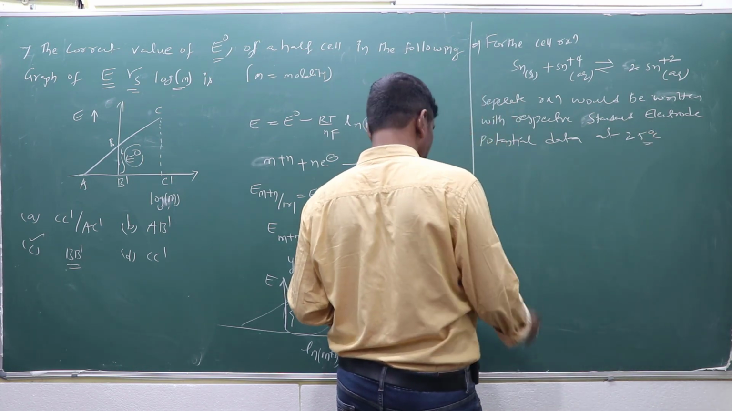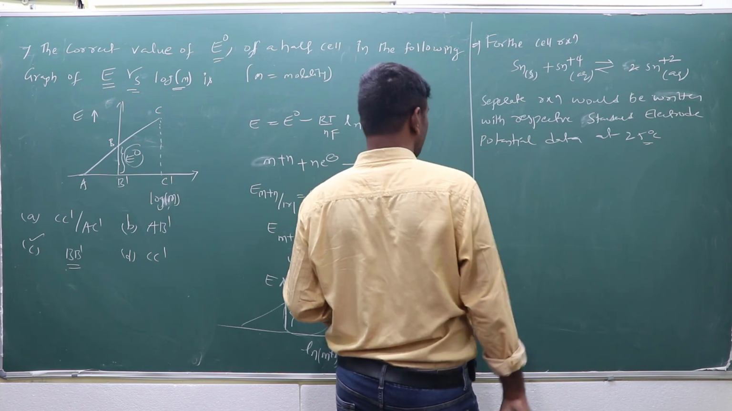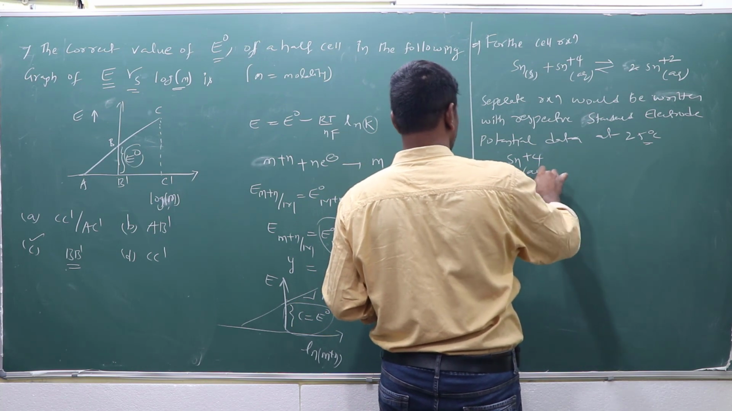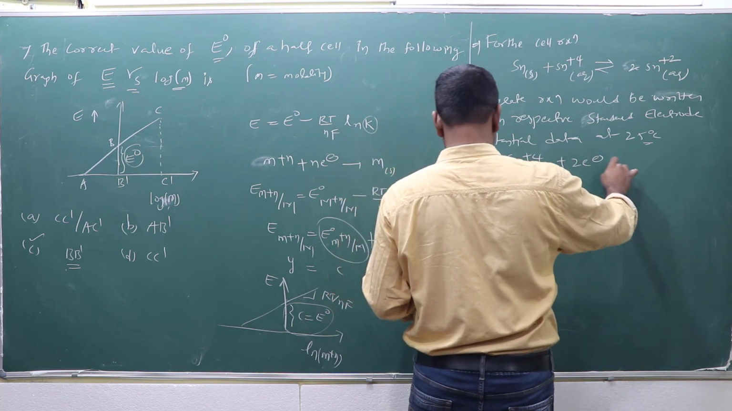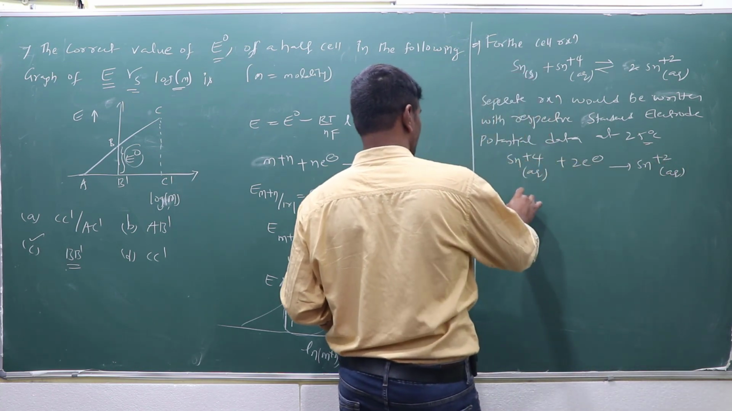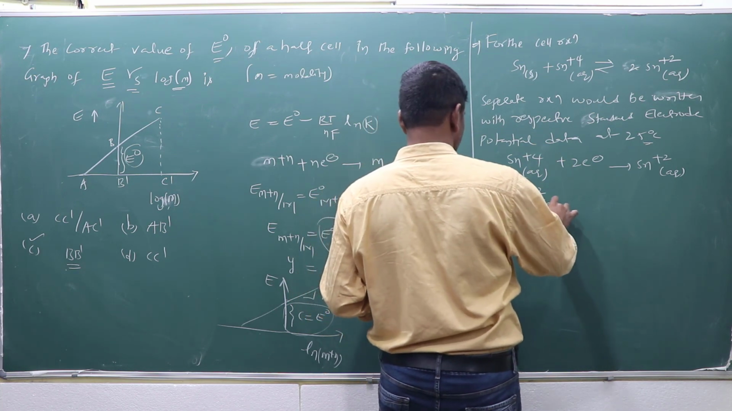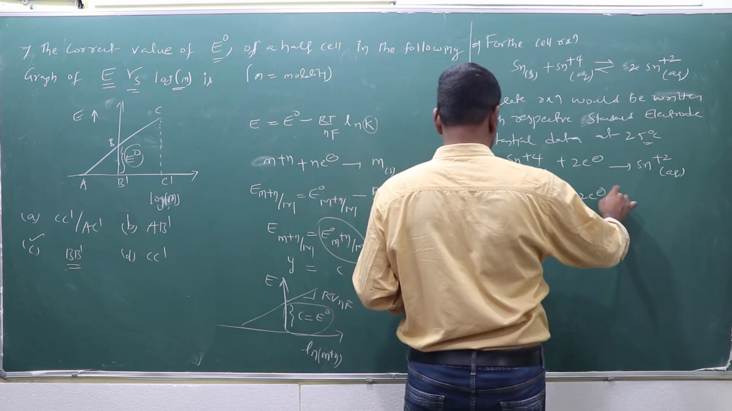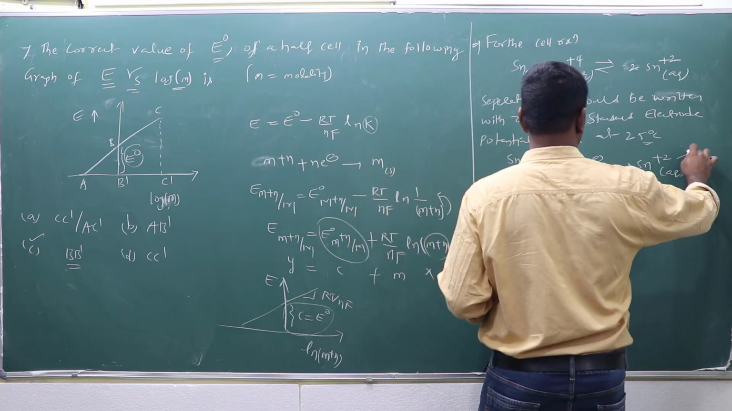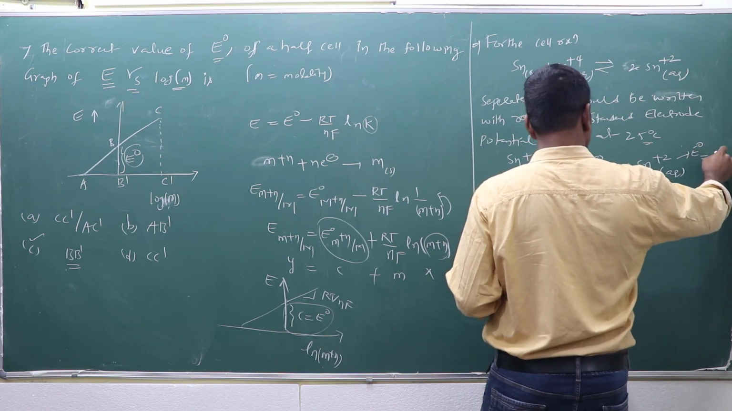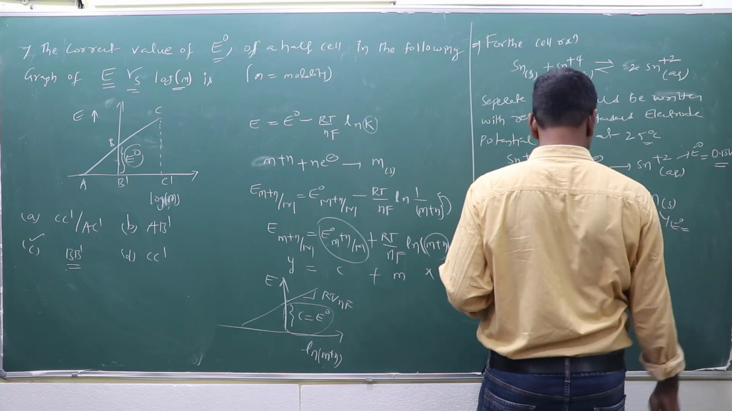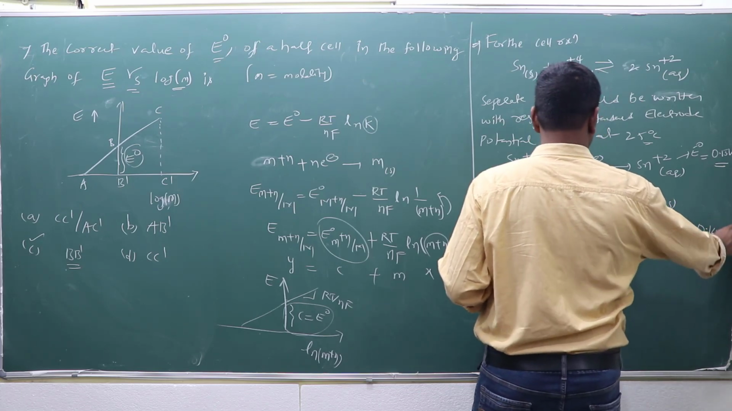Because at 25 degrees centigrade and 1 molar concentration, these are considered standard electrode potentials, the values will be mentioned. Sn4 plus aqueous plus 2 electrons goes to Sn2 plus aqueous, and Sn2 plus aqueous plus 2 electrons goes to Sn solid. The E naught value of the first reaction is 0.15 volt, and of the second reaction is minus 0.14 volts.